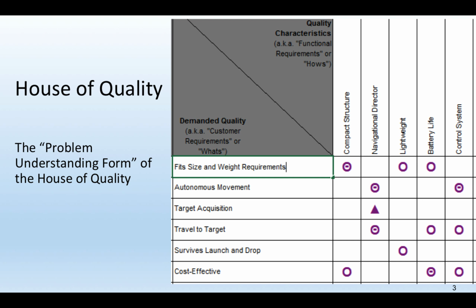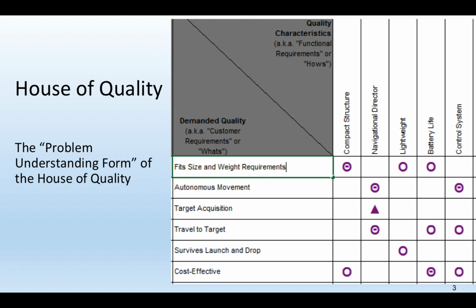So as you see in the first column on the left, it says fit, size, and weight requirements, and that is a requirement that is set forth by ALLIS as they're one of our customers, and so we have to meet that. And on the top you can see there are a couple engineering requirements that correlate with fit, size, and weight requirements, such as compact structure. Compact structure very strongly correlates with being able to fit a size and weight requirement, because the more compact it is, the smaller it will be, or the less compact it is, the bigger it will be, and maybe the more it will weigh.